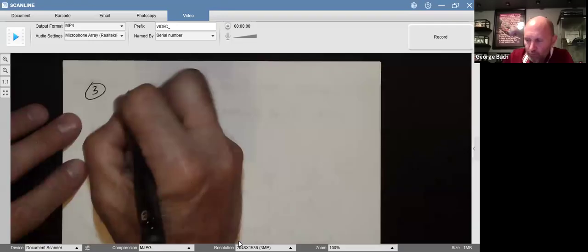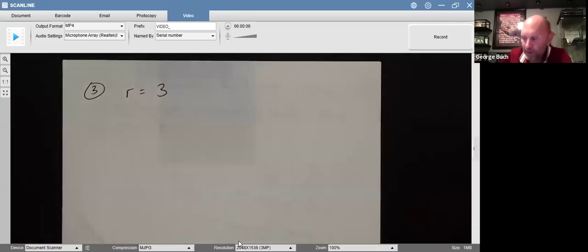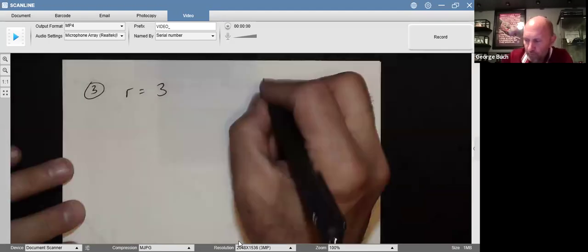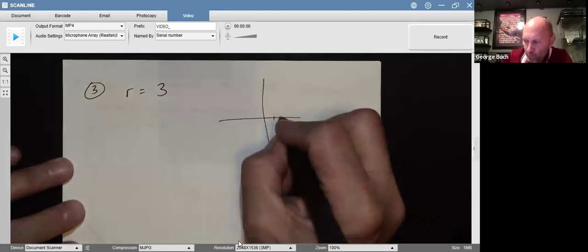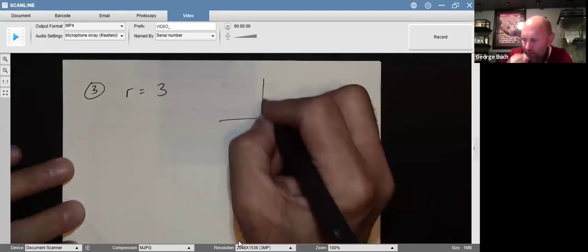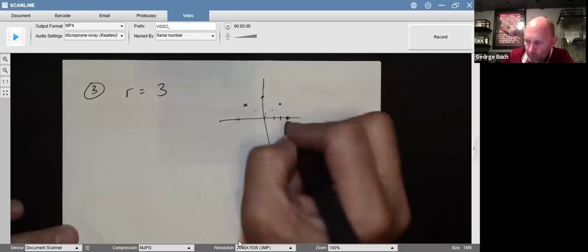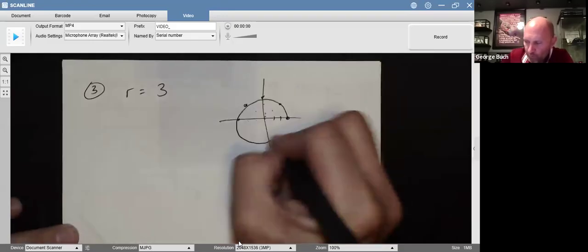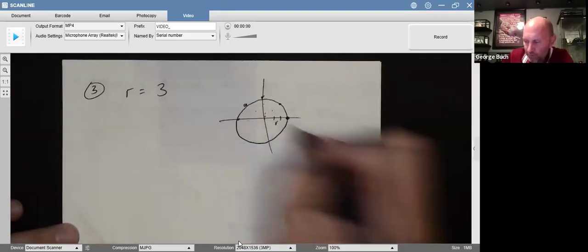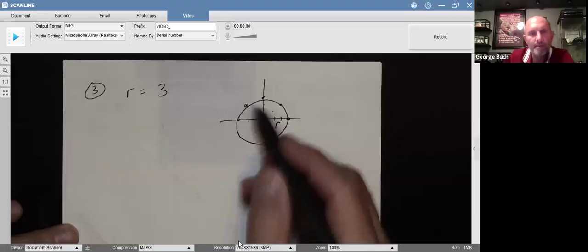So I have r equals 3. So if I drew that, 1, 2, 3, and if I kept going 3 units out, I'm going to get a circle with the radius of 3. That's what this is saying, right? Radius is 3. So I have a circle with radius 3.